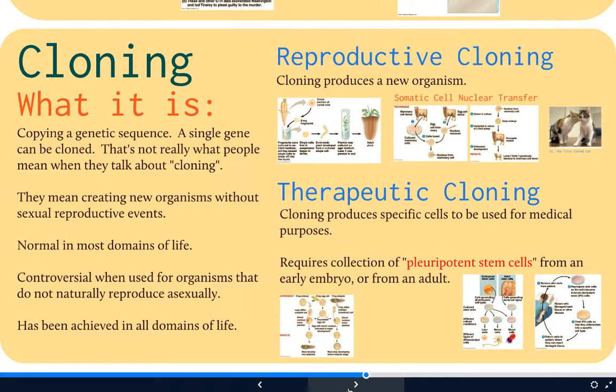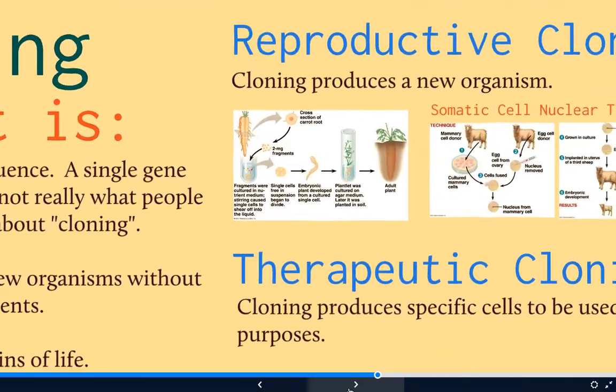Quickly on cloning, we're copying a genetic sequence. A single gene can be cloned. However, that's not really what we think about when we talk about cloning. Usually when people say cloning, they are looking at reproductive cloning, a completely new organism. Cloning is actually normal. Plants clone themselves all the time. It's only controversial for organisms that don't reproduce asexually.